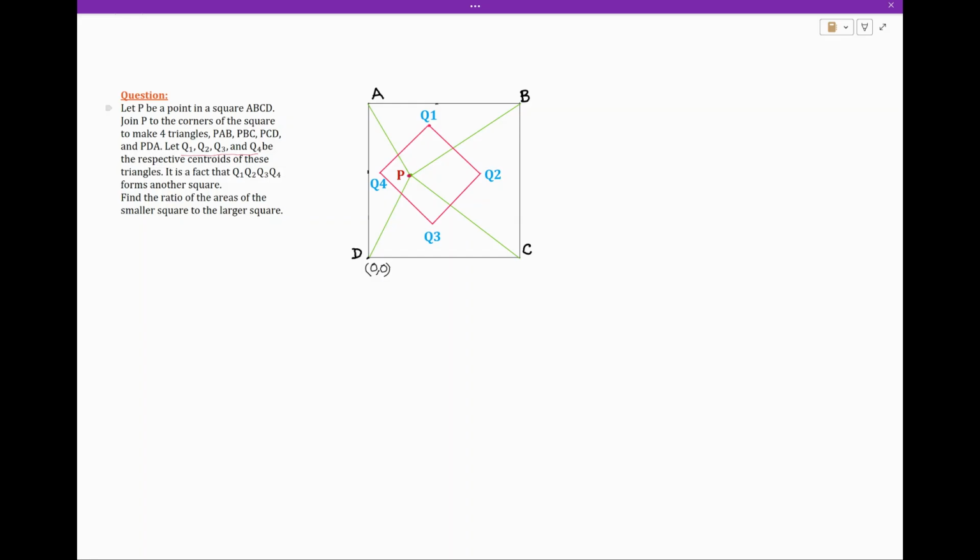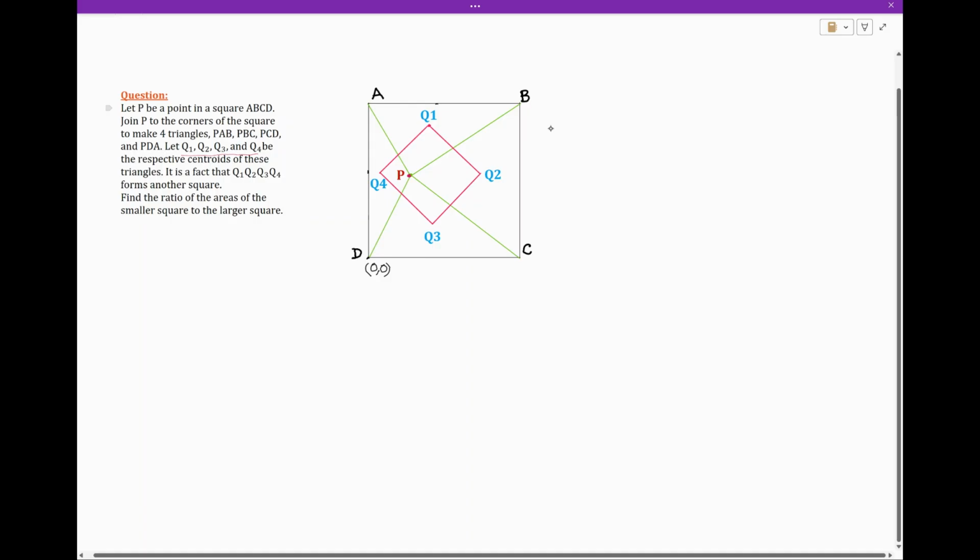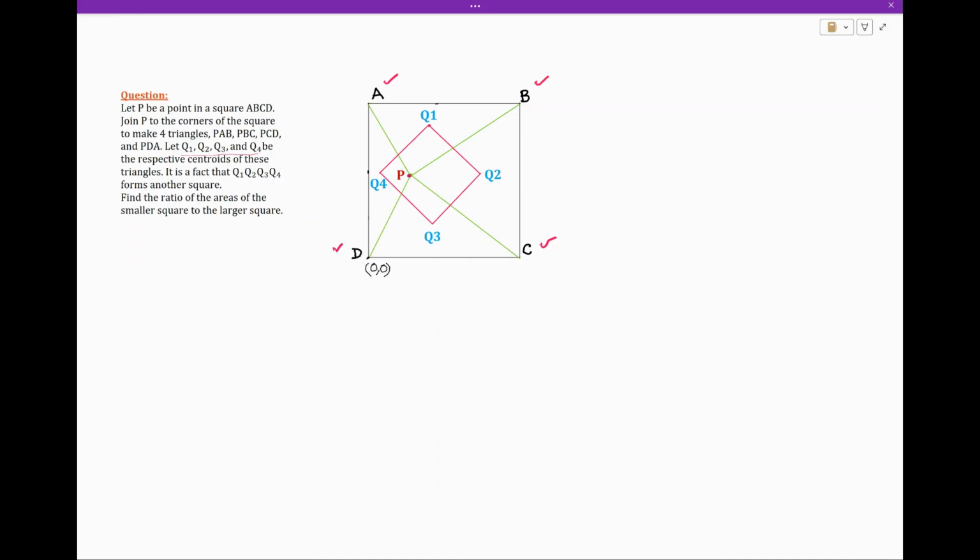It is a fact that Q1, Q2, Q3, Q4 forms another square. Find the ratio of the areas of the smaller square to the larger square. Now look at the diagram. Here the bigger square is ABCD, and P is a point within that square.